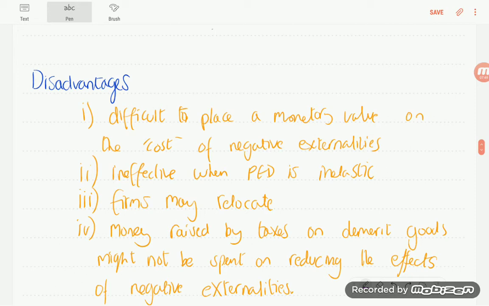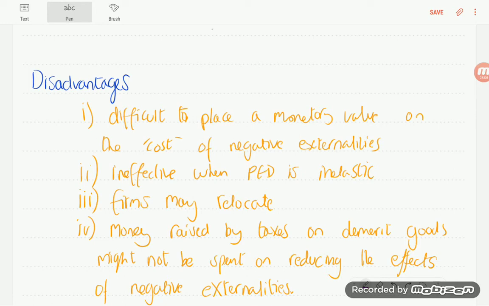For example, tax on cigarettes could be used for funding government services to help people to stop smoking. Disadvantages. It can be difficult to put a monetary value on the cost of the negative externalities. For goods where demand is price inelastic, as we've just shown, the demand isn't reduced by the extra cost of the tax, although lots of tax revenue is collected that could be spent on discouraging people from consuming the demerit good.